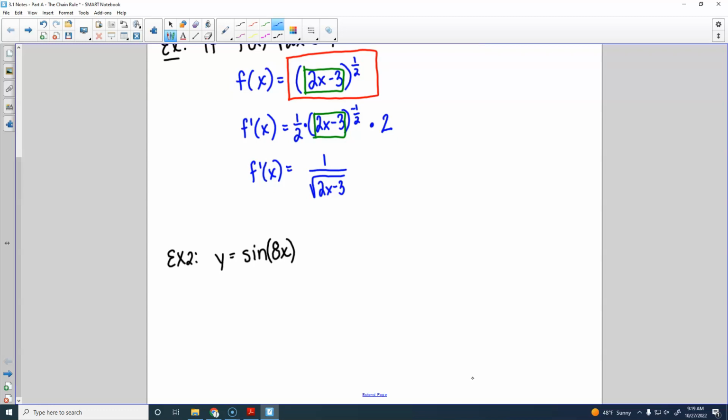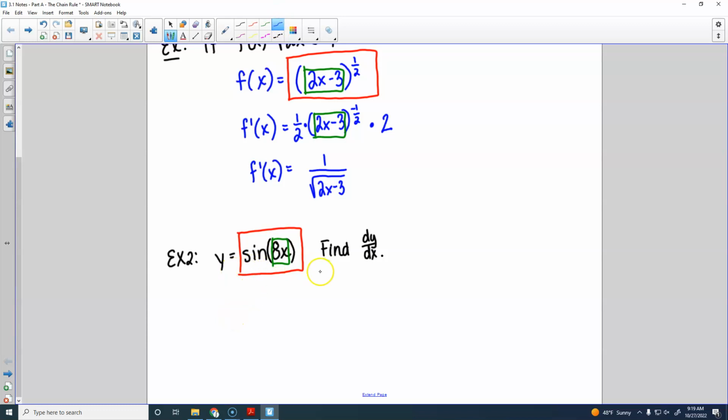All right, so for this one, it should say find dy/dx. So it's asking for the derivative of y equals sine of 8x. So what is our outside function here? The sine. What is our inside function? It's just that 8x. So it's a very simple inside function, right? But it does have an inside function, so we have to deal with that.